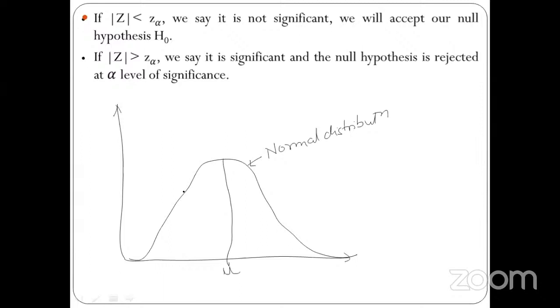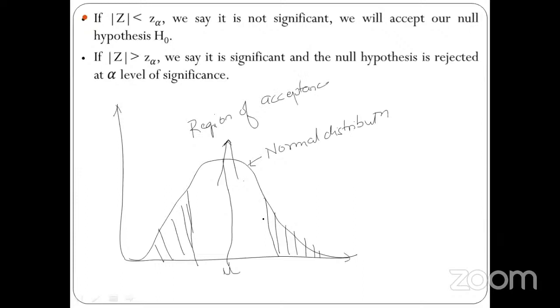Now, if it is a two-tailed test, we have two critical regions. This is the critical region for the left-tailed test. This is the critical region for the right-tailed test. So this unshaded area is the region of acceptance. And this is the critical region.